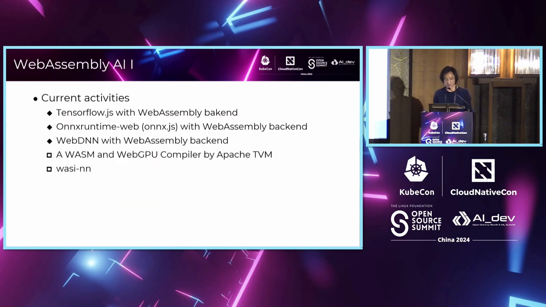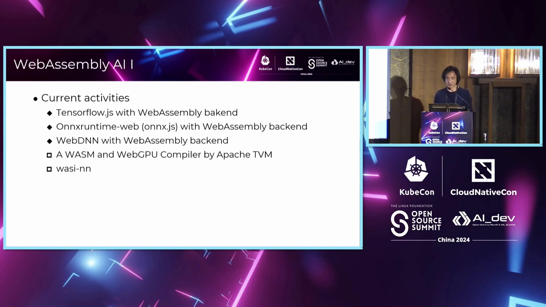So what about WebAssembly AI? Actually, there is a lot happening, like TensorFlow.js, ONNX Runtime Web, WebNN, et cetera. In these cases, you can find that mostly WebAssembly AI is running inside the web browser. They use CPU acceleration. Maybe they can use the GPU, but probably with WebGL or WebGPU.